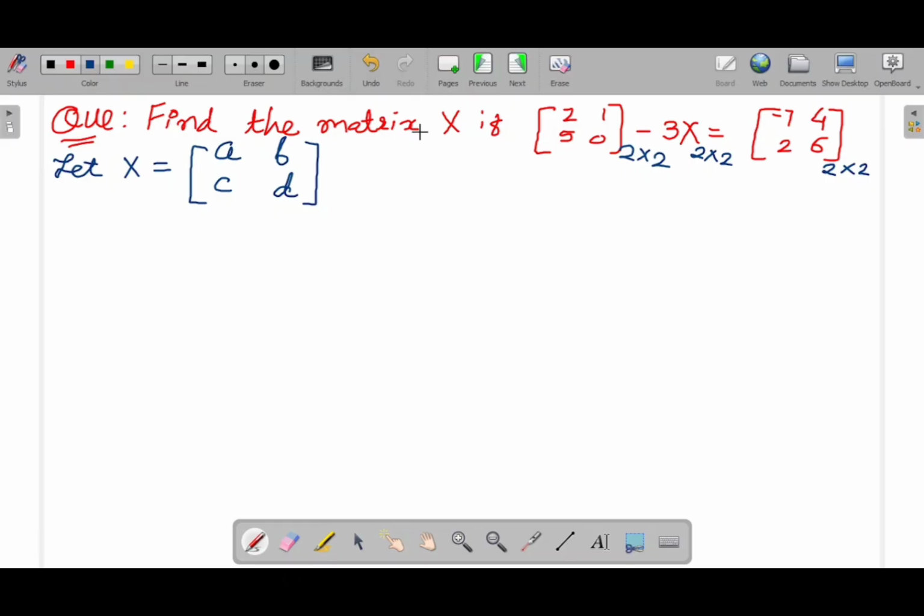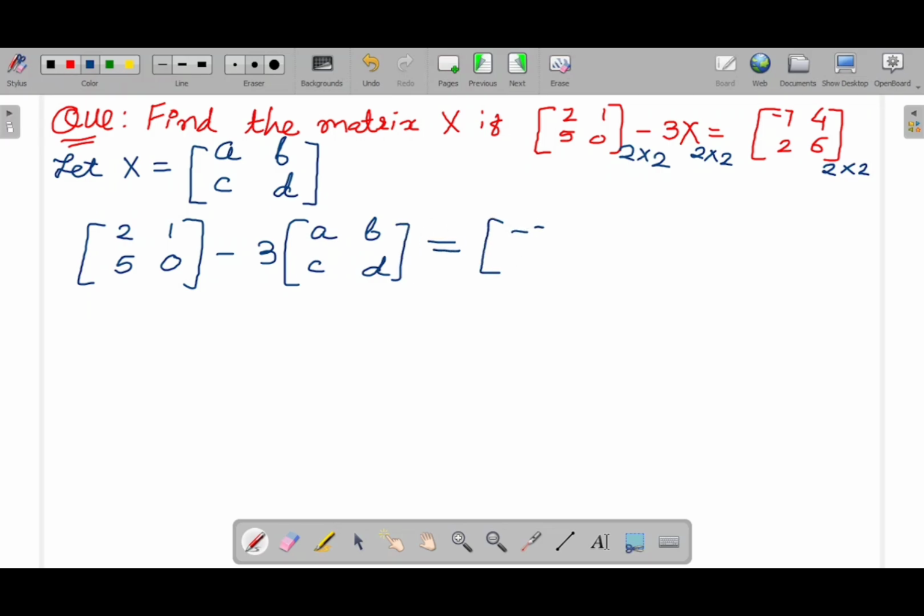So now when I consider X equals A, B, C, D this way, my equation will become [2, 1, 5, 0] minus 3 times [A, B, C, D] equals [-7, 4, 2, 6]. So here we know it is a simple addition and subtraction type of sum. This 3 will be multiplied with each element of the matrix ABCD.